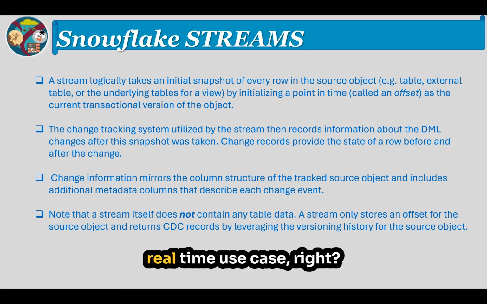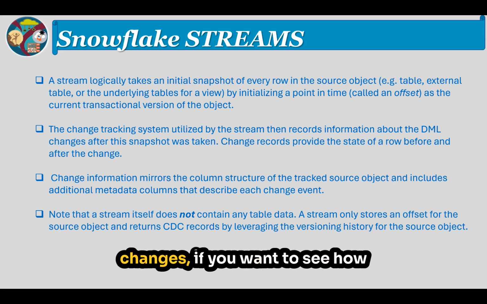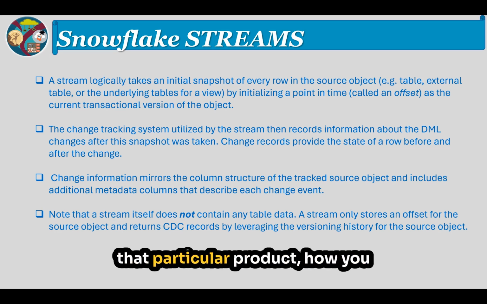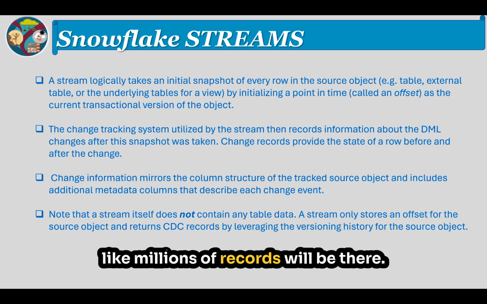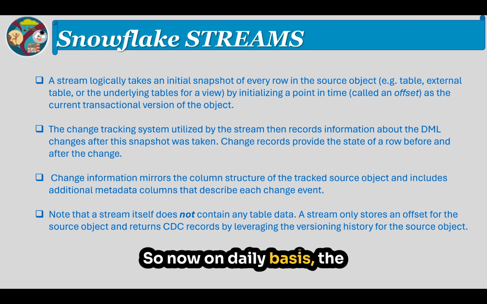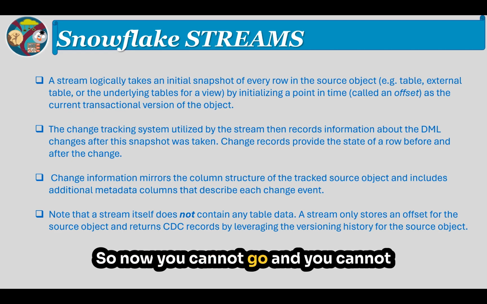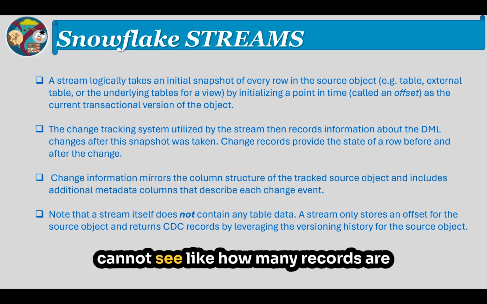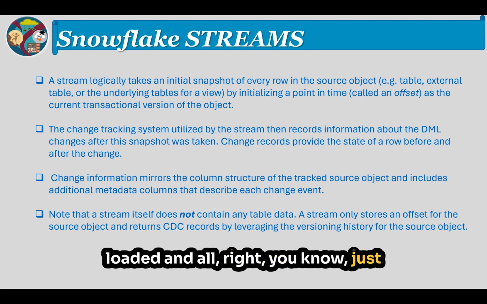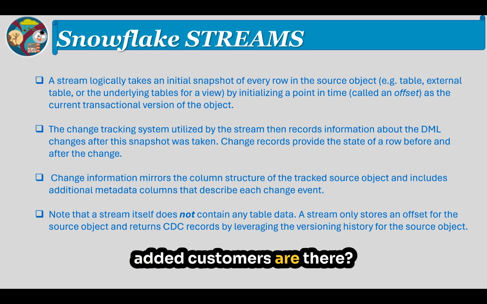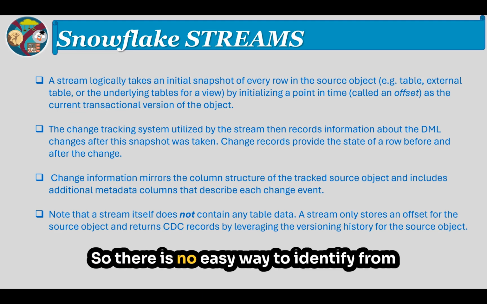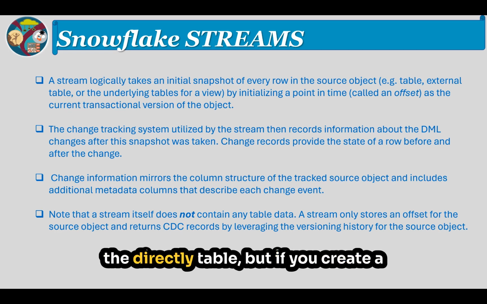Just now I gave one real time use case, right? Based on that use case, if you want to capture all these changes and see how many customers were newly added to that product, how will you identify it? In the table there will be millions of records. On a daily basis the task is running and the data is loading into the table. You cannot monitor the logs every time and see how many records are loaded. It is just loaded, but how will you segregate how many customers are newly added and how many are modified? There is no easy way to identify this directly from the table.